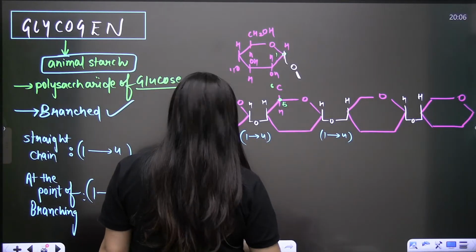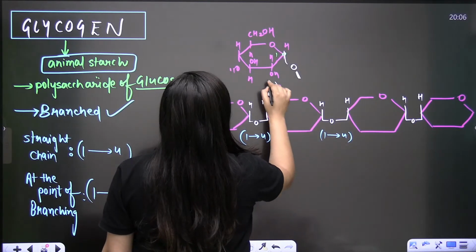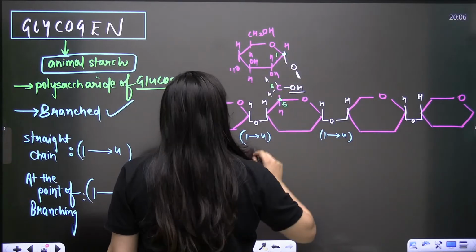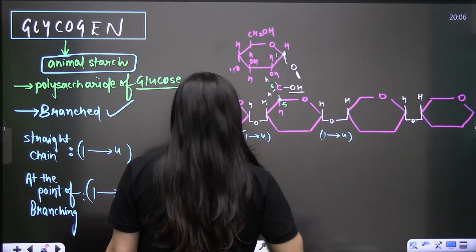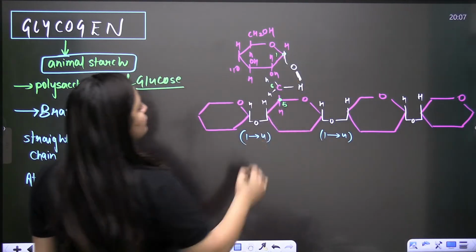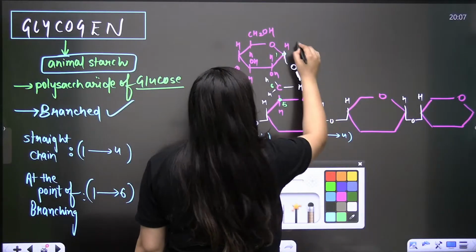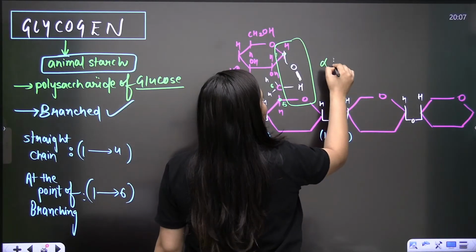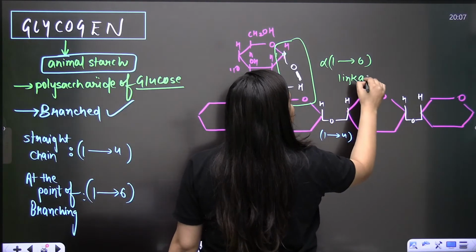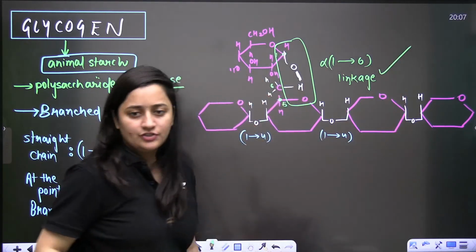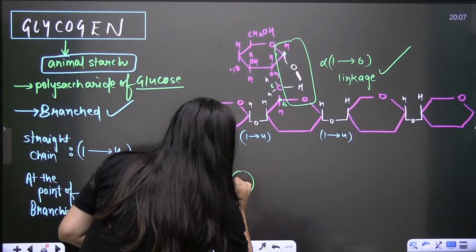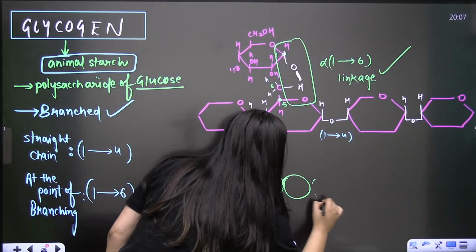So this is CH2OH, na? CH2OH. So it is taking part in the bond formation, and here also you are having H2O, so obviously here you will get the H. I hope now it is clear to you all. So at the point of branching, you will see alpha 1,6 linkage. Okay, so it is going to be alpha 1,6 linkage, right? See, 1, 2, 3, 4, 5.